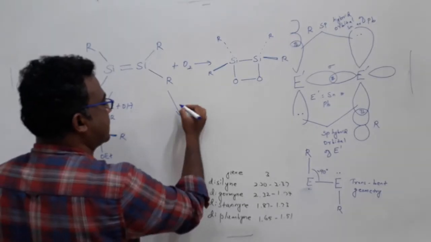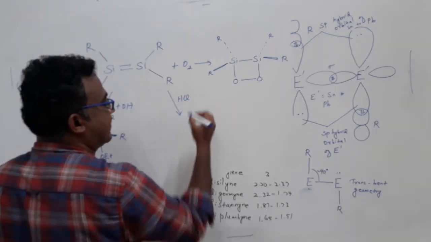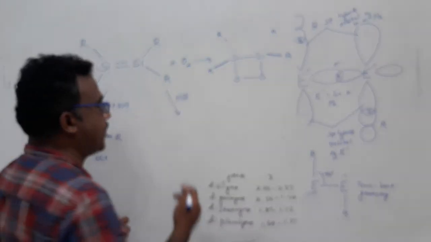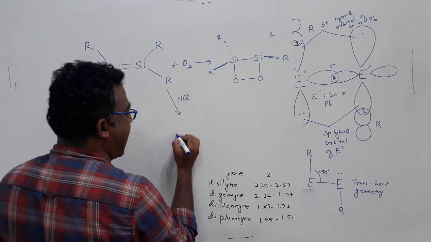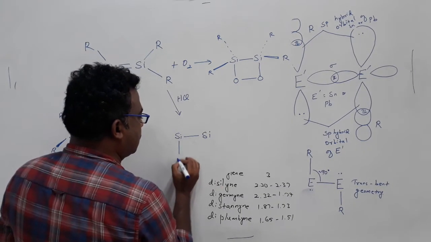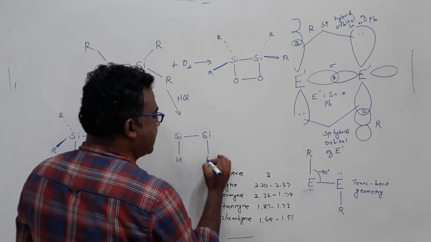Similarly, if you react this one with HCl, whatever happened with the Markovnikov addition with ethylene or any alkene with hydrogen bromide, a similar type of reaction can happen here also. Simple addition reaction.